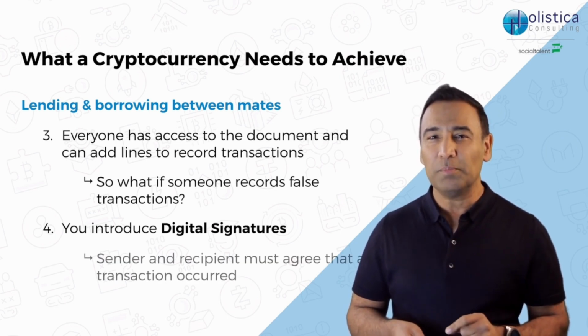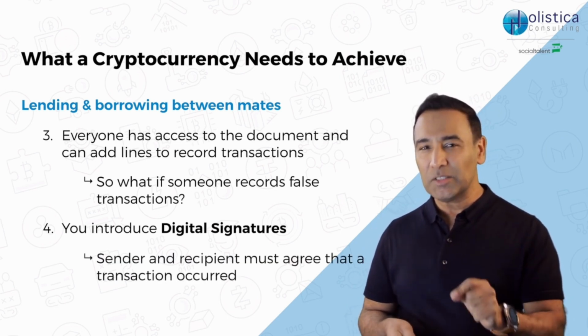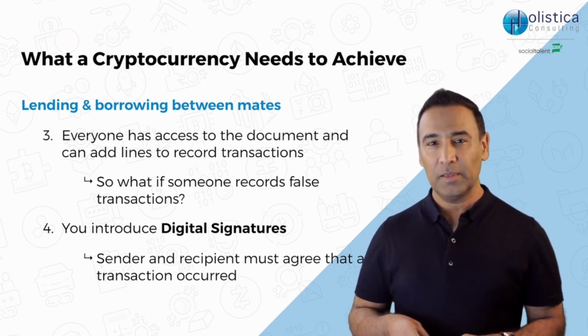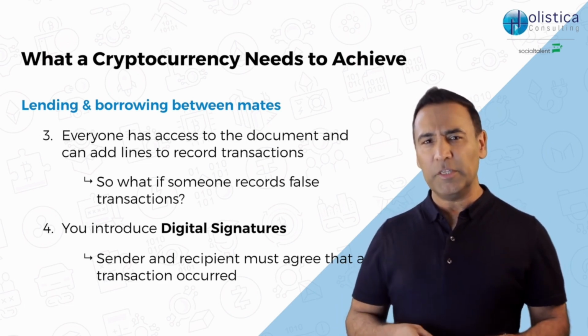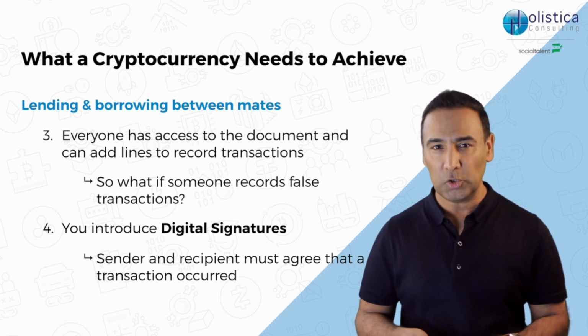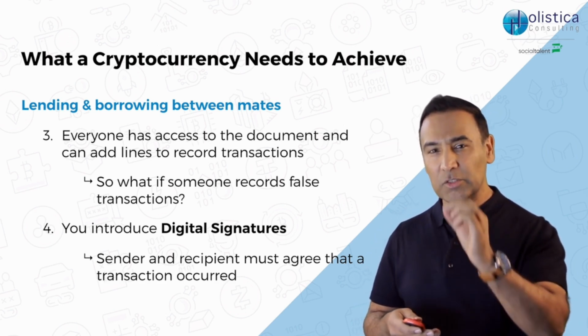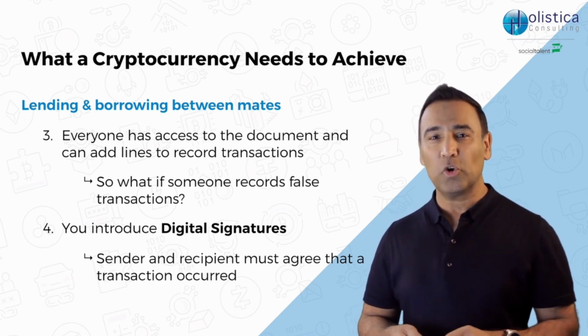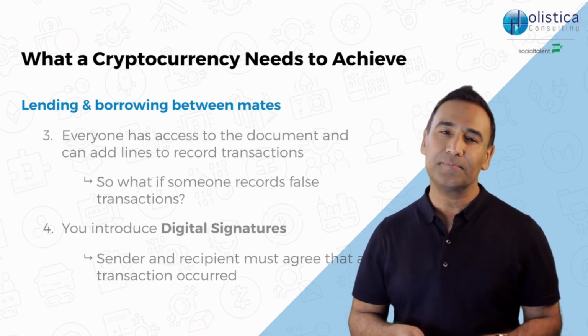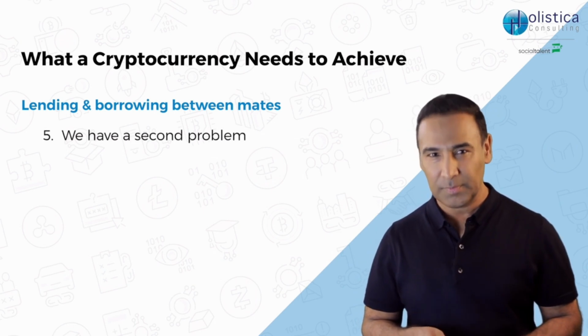Now, this will ensure that both the sender and the recipient must agree that a transaction has actually, in fact, occurred. We decide we need some form of digital signature to ensure that both the sender and the recipient acknowledge this new transaction. So they digitally scribble their electronic moniker next to the line of the transaction. And that's nice. Except we have our second problem.